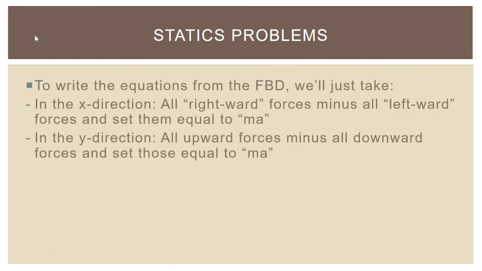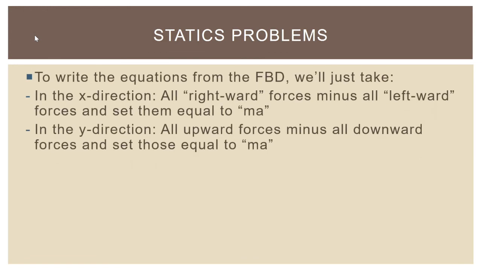First, we're going to draw a free body diagram. That's not included in this list, but of course, we're going to draw a free body diagram. Then you're going to write the equations from the free body diagram. In the x direction, we'll just take all rightward forces, because we usually call right positive, and then we'll subtract all leftward forces and set them equal to ma. Of course, that's going to be 0, though.